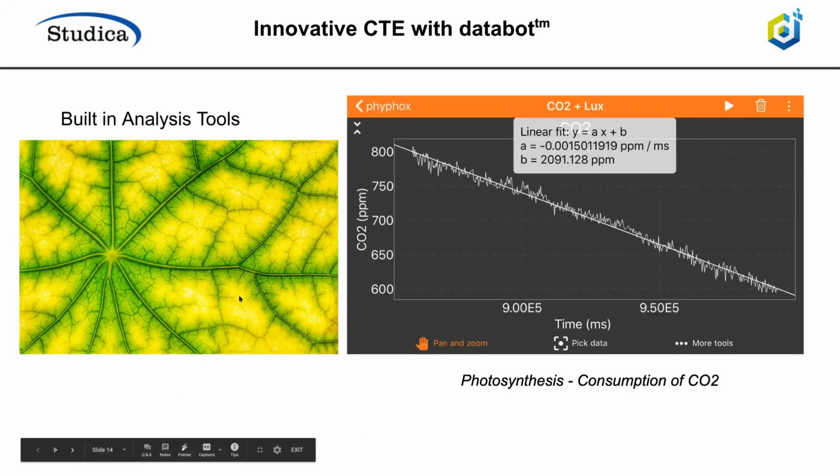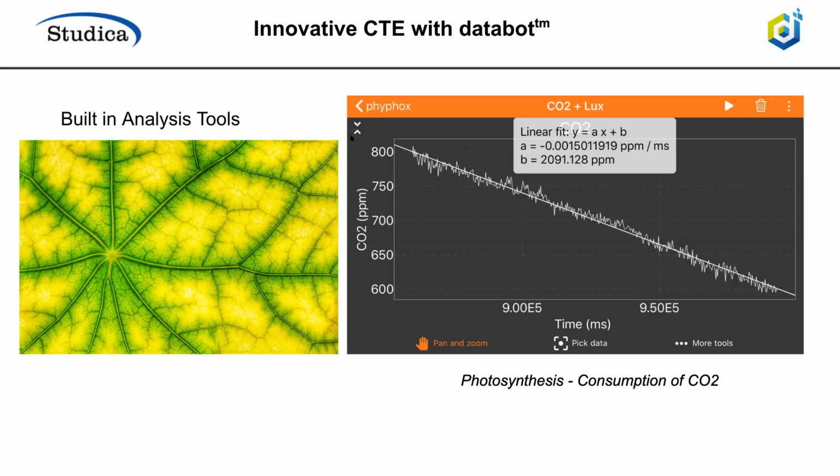Let's see, here's one more example of another tool that's built in. In addition to exporting it, taking it into third-party analysis tools, you've got some really nice, simple tools built in, like here's your linear fit. This was an example of taking CO2 readings and the consumption of CO2 in a photosynthesis experiment. Put databot inside a closed container with plant leaves, and then put a bright light on it and watched the CO2 consumption take place. Very simple again.